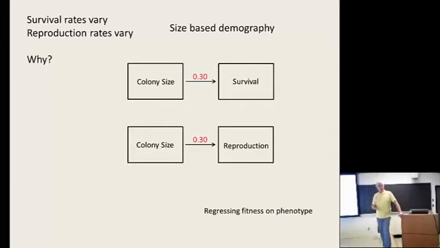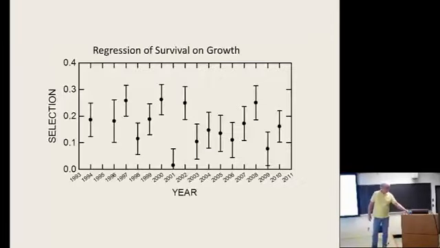Now, why do colonies differ in size? One of the obvious reasons is that some colonies grow faster, and those colonies that grow faster get to be bigger sizes. This takes us back to our measures of colony growth.